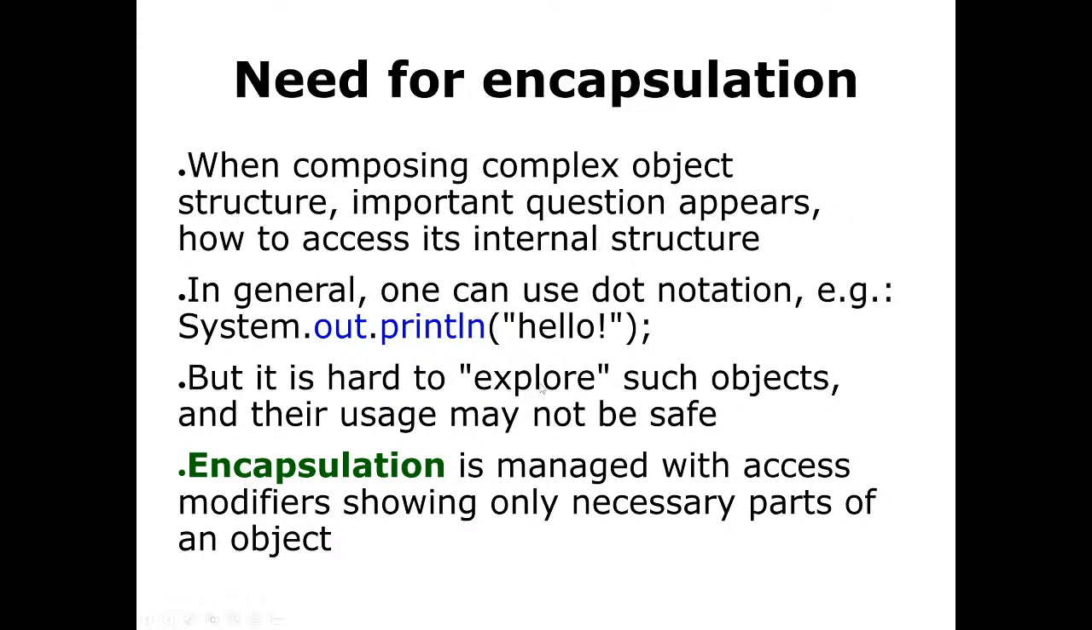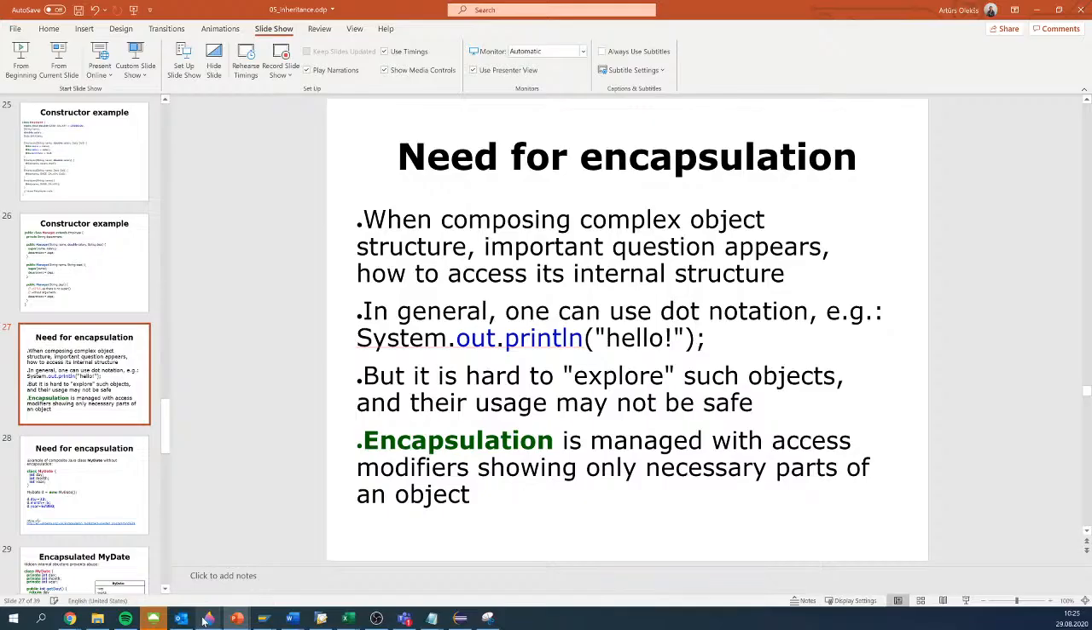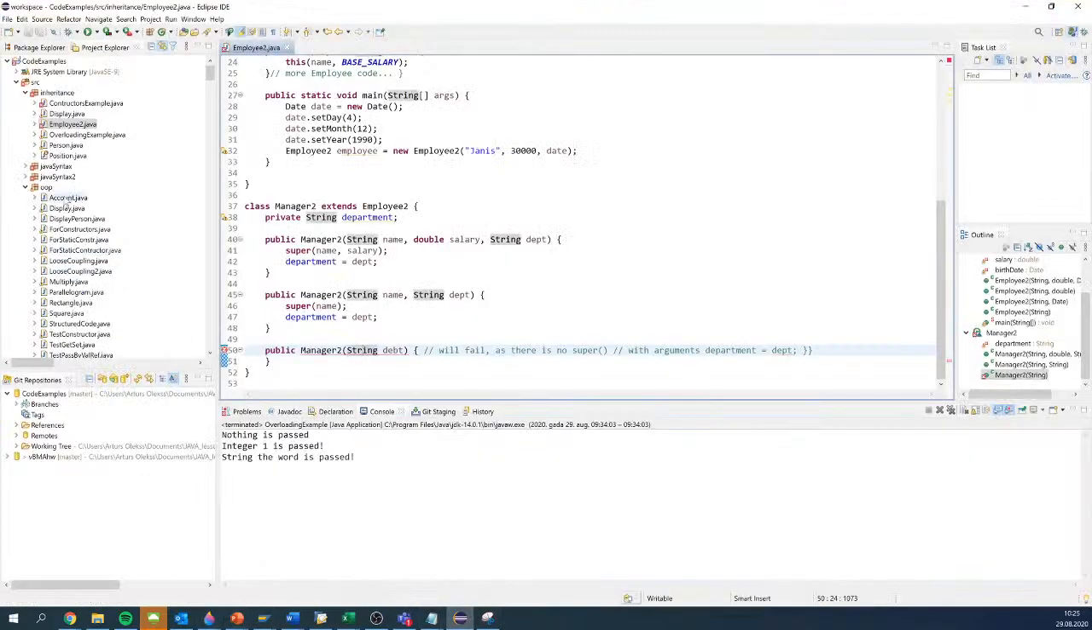Right. And yeah, that's why we need encapsulation. And for the dates, it's even more important than for other classes. And yes, when composing complex object structure, an important question appears: how to access this internal structure, and how to modify it. Let's show the example for the date.